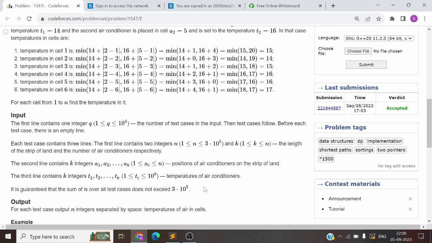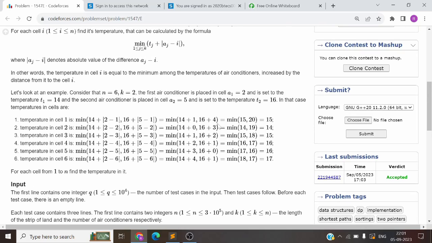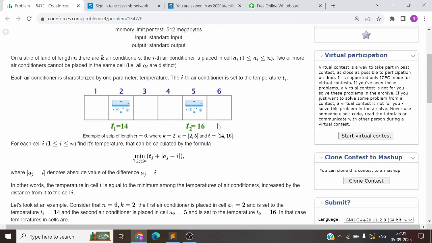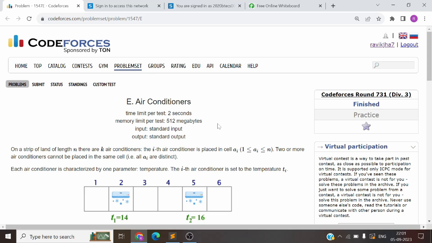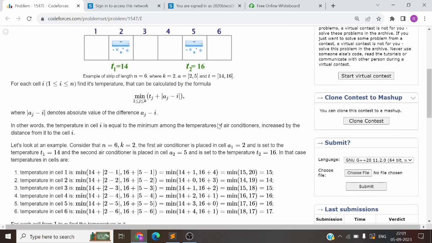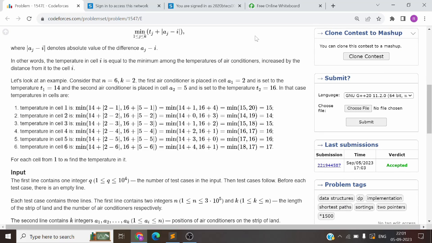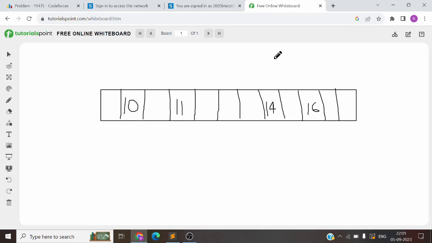But obviously n square is not allowed, as n goes up to 3 into 10 to the power 5. I hope you have read the problem. We are solving 1500 level problems here, so I expect you to read and even try the problem on your own first and then watch the tutorial. So this is the problem.